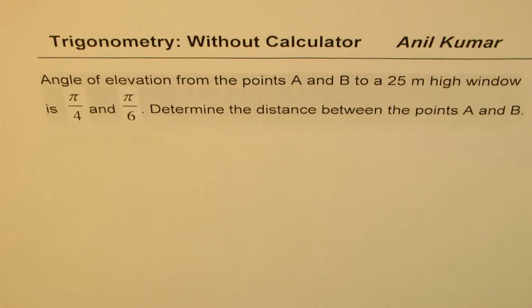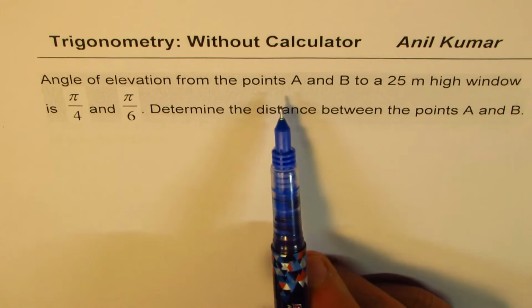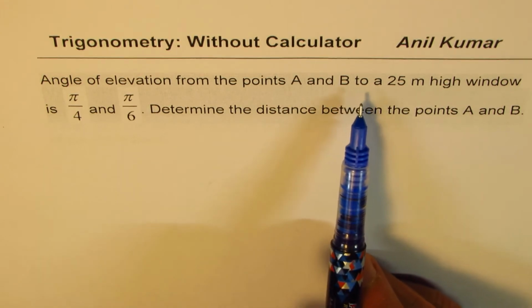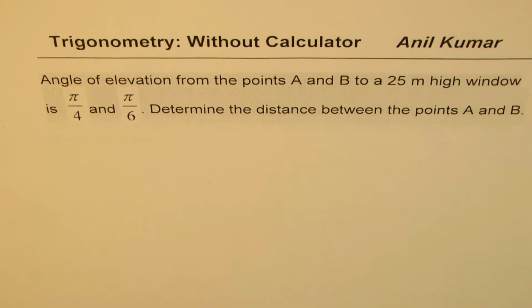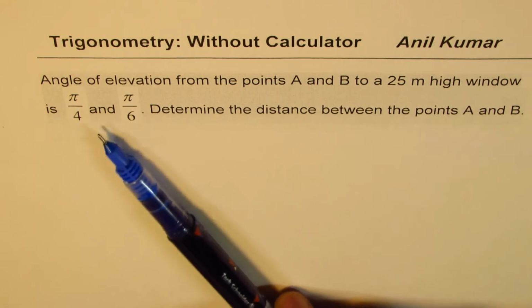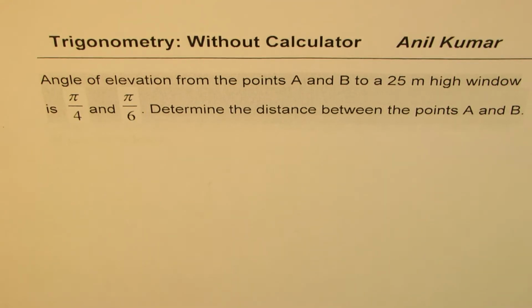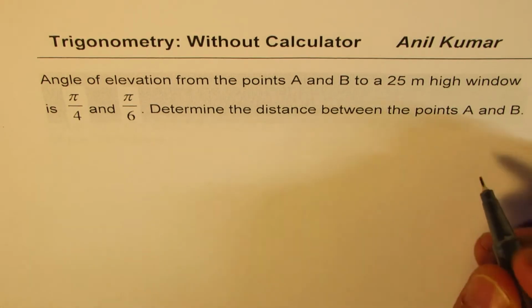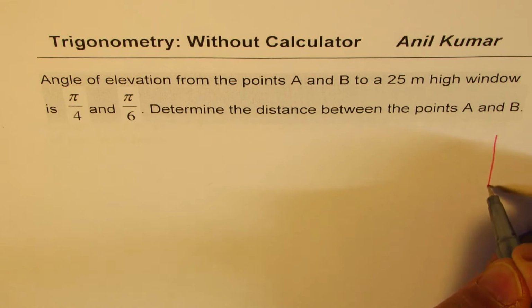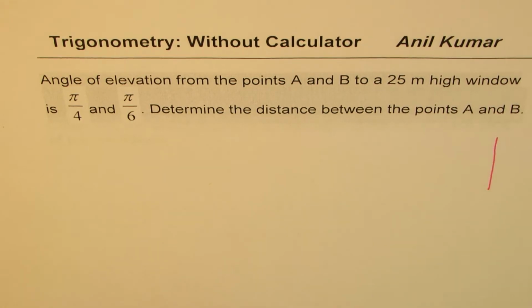The next one here is, angle of elevation from the point A and B to a 25-meter high window is pi by 4 and pi by 6. Determine the distance between the points A and B. Let me sketch this diagram also that may help you to solve the question, right?